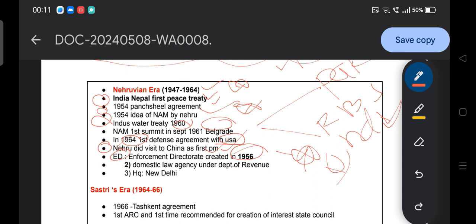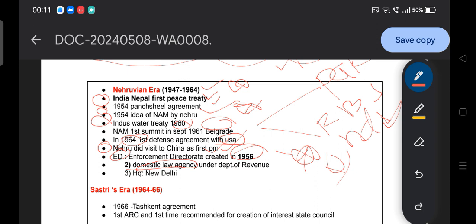1956. Okay, and it is a domestic law agency, so they can confuse you, it is derived from British law, because most things are from British law, like the Government of India Act 1935, the Indian Government Act 1919, Government of India 1958. But this ED is a domestic law agency.